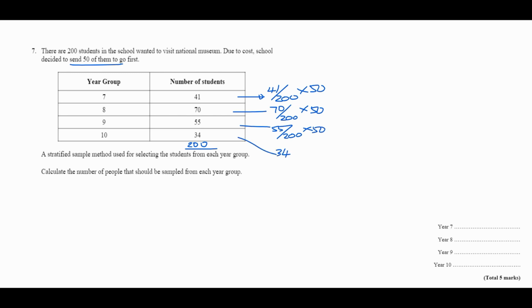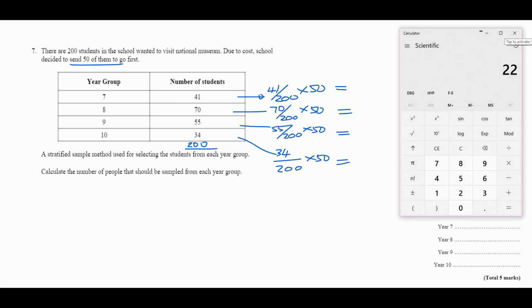And 34 over 200 times 50. So answer. It's basically a question for the calculation, so if you can press the calculator quickly, you get it right. So here you go. 41 times 50 divided by 200 is 10.25. 70 times 50, 3500 divided by 200, 17.5.